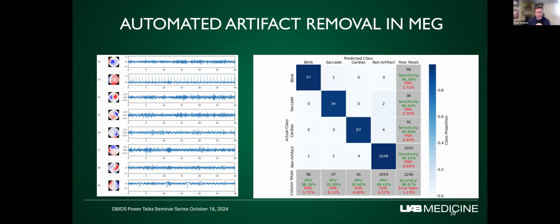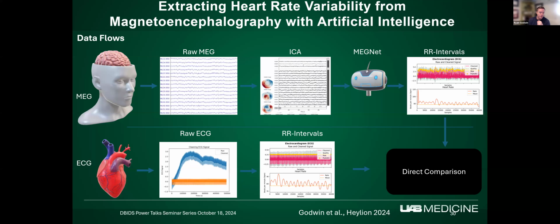But there's a lot of MEG data out there that is standalone. And we had a problem where we wanted to look at autonomic function alongside the brain signals. So in collaboration with some other folks at my prior job, we built out this methodology to extract the heart rate variability from magnetoencephalography signal.